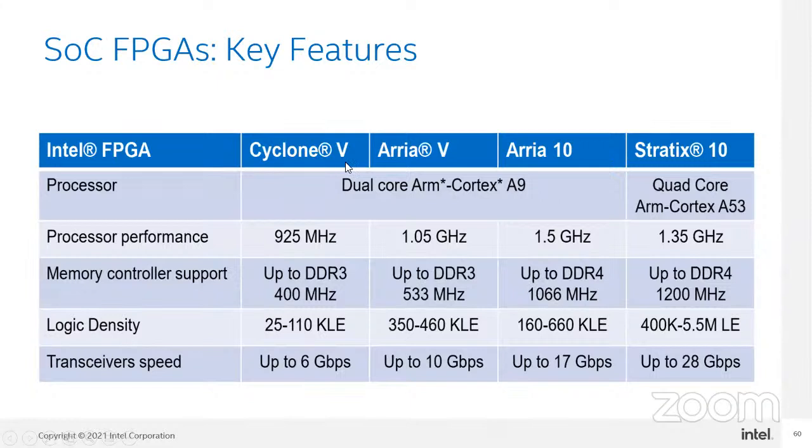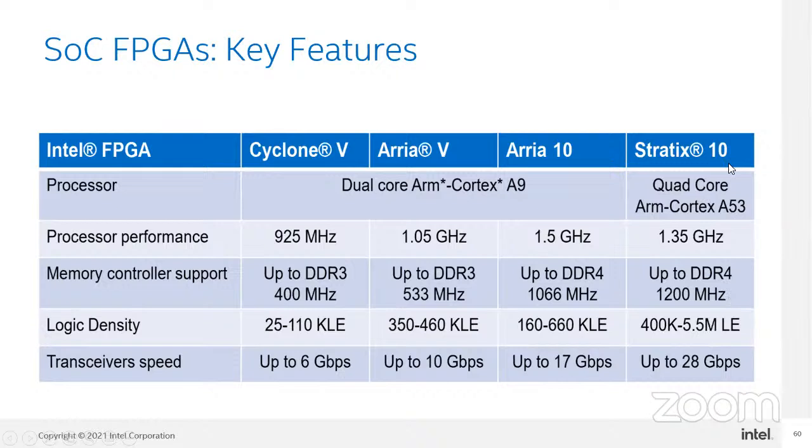If you see here, Cyclone 5, Arria 5 and Arria 10, as I mentioned, have a dual core ARM Cortex A9, whereas the Stratix 10 uses a quad core application processor A53. And now what is very important for us is the performance. If you compare the performance here, Cyclone 5 can operate up to 925 megahertz, whereas Arria you can see 1.5 gigahertz, which is maximum. And similarly, you can see the logic density, as I mentioned in the previous slide, you can go up to 5.5 million logic elements. Where is KLE and where is 5.5 million logic elements, you can easily compare.